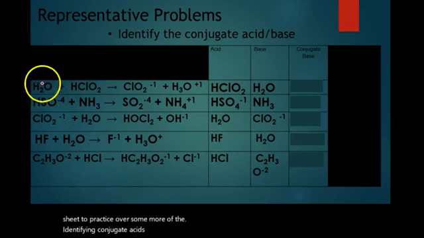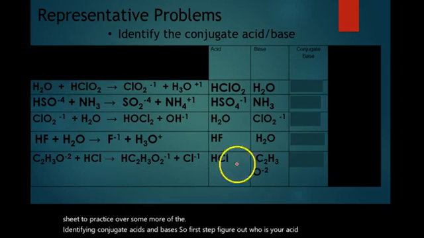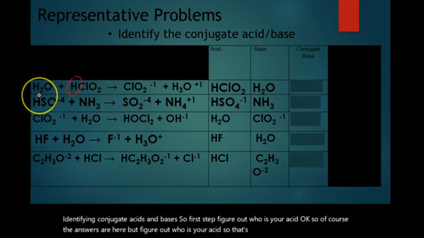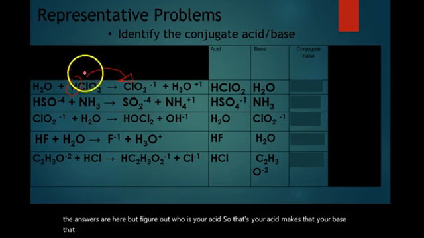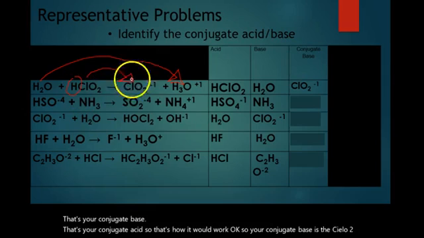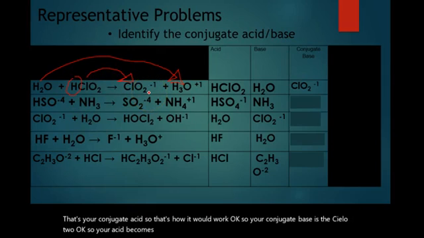So first step, figure out who is your acid, okay? Of course the answers are here, but figure out who is your acid. So that's your acid, makes that your base. That's your conjugate base. That's your conjugate acid. So that's how it would work, okay? So your conjugate base is the ClO2, okay? So your acid becomes your conjugate base.